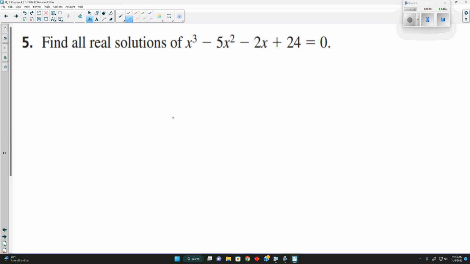Now this next one here is a degree 3, so how many solutions would we want to find? At least 1, but we need 3. There's going to be 3 solutions. We need to find at least 1, and then use the quadratic to find the other 2. Any questions on any of this here?